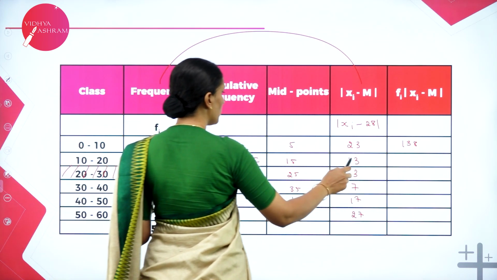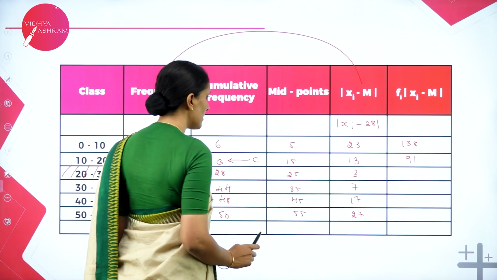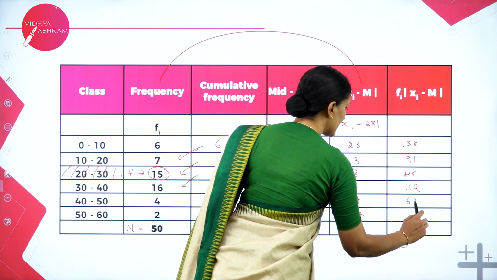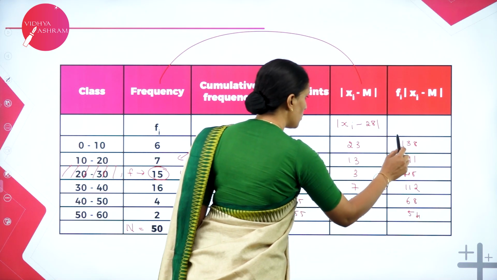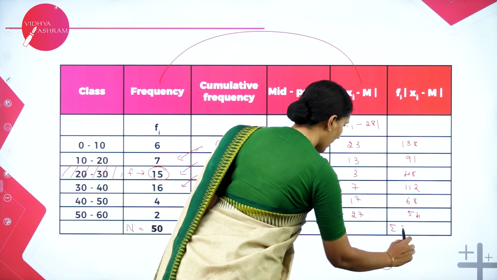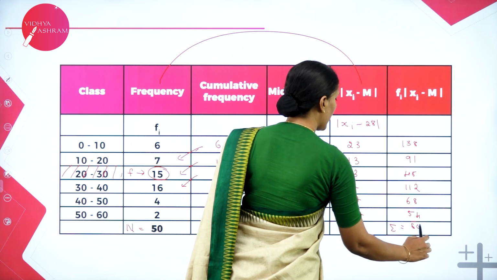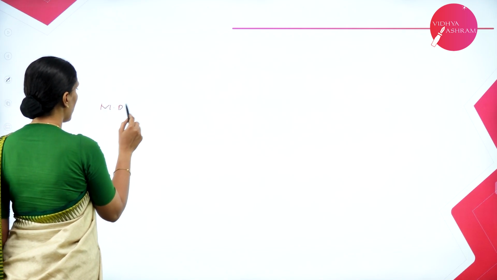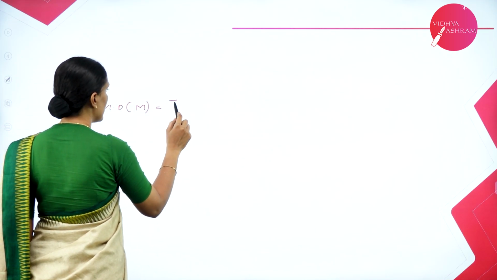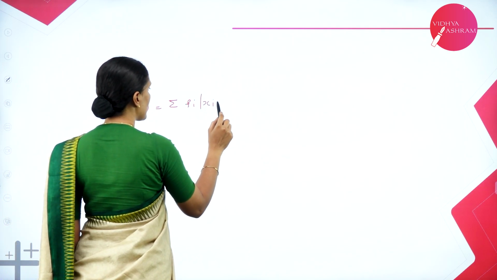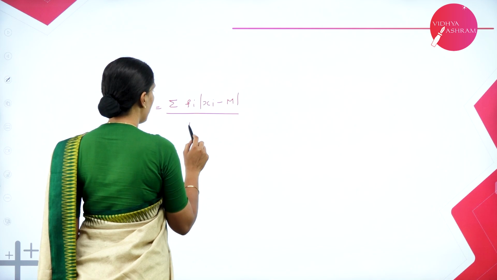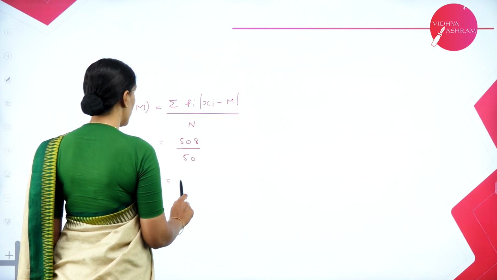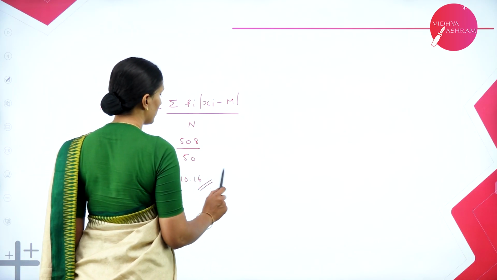Next is 7 into 13, 91. So like this, we'll get the remaining values as 45, 112. The next one is 68 and 54. So once you sum up, the final value will be equal to 508. So the next thing is we need to find out the mean deviation about the median. So the formula is summation fi xi minus m whole divided by n, that is 508 divided by 50. So the value is equal to 10.16.